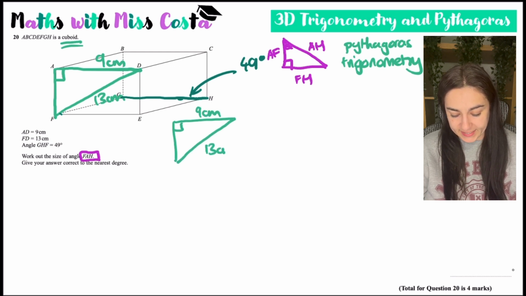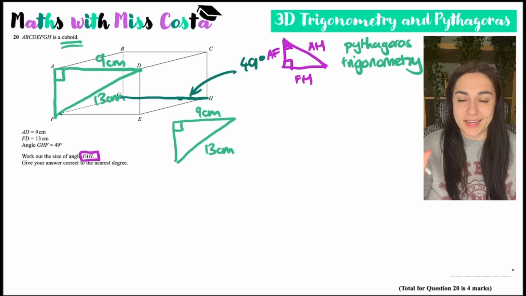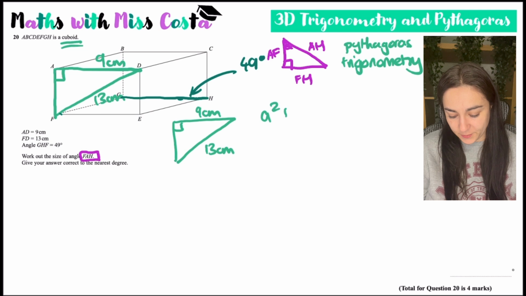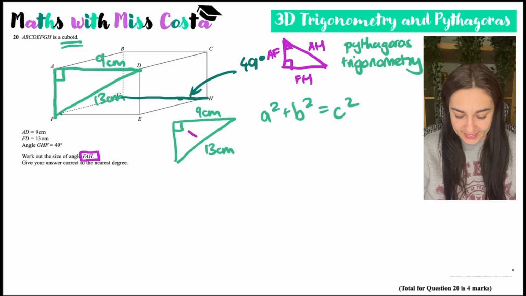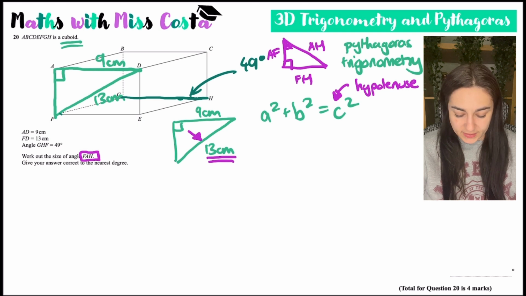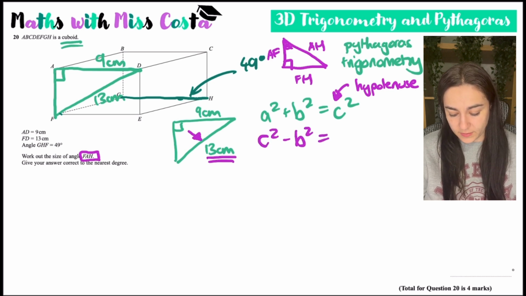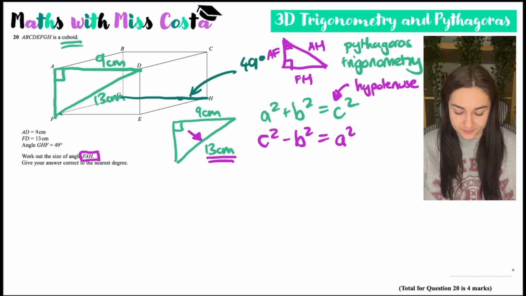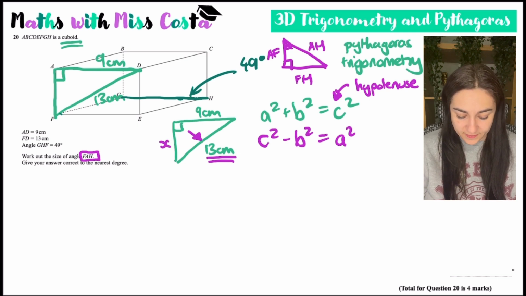So 9 centimetres, 13 centimetres. I've been given two sides. If I know two sides of a triangle, I can work out the third side by using Pythagoras, which is a squared plus b squared equals c squared, where a and b are the two shorter sides, and c is always the side opposite the right angle, which is the longest side and is known as the hypotenuse. So let's think what's going on. If c squared is the hypotenuse, if you've been given the longest side, you want to rearrange your equation in order to find a shorter side. So I'm trying to find this side here.